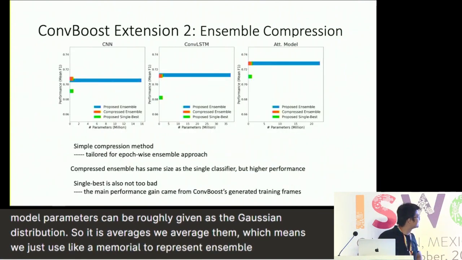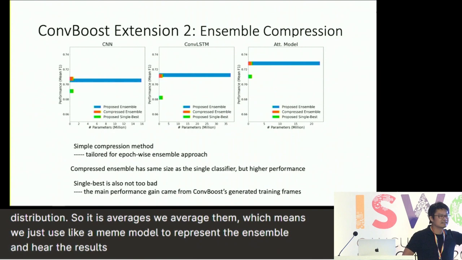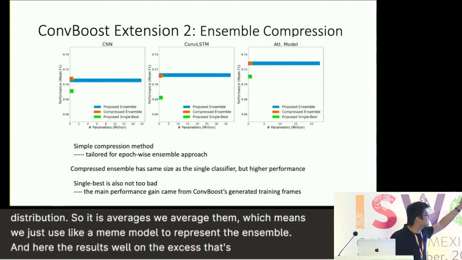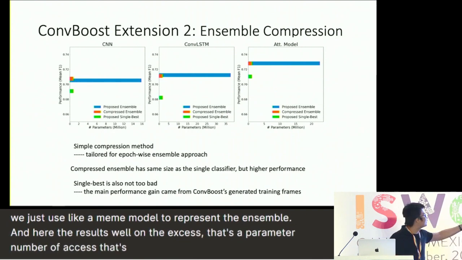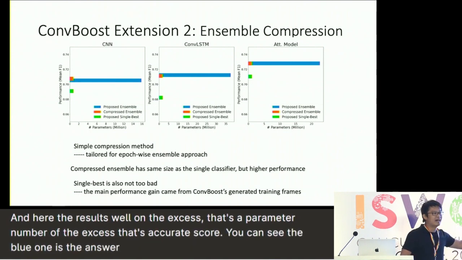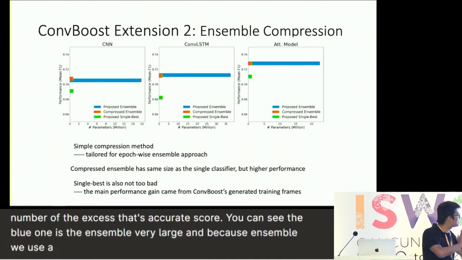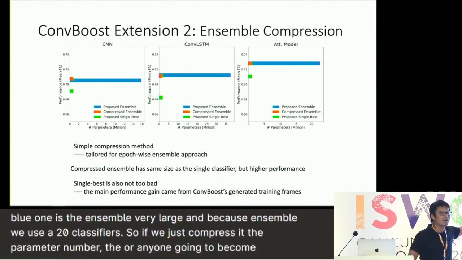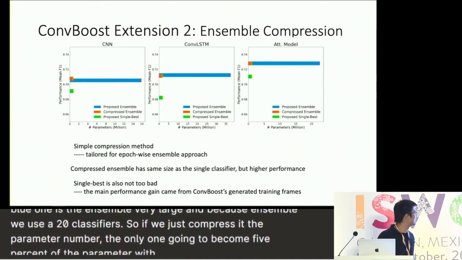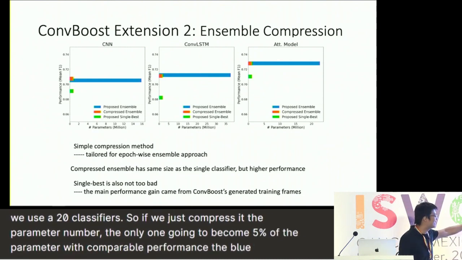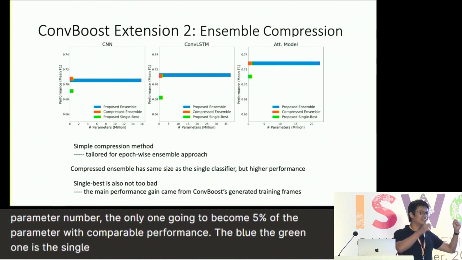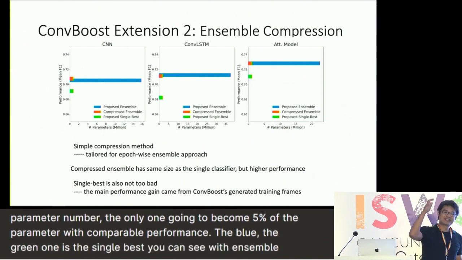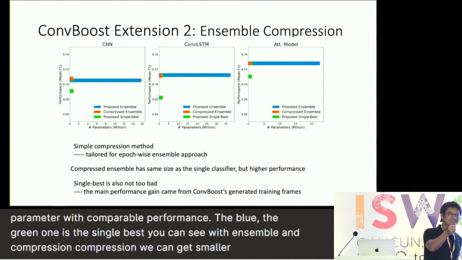And here are the results. On the x-axis is the parameter number. On the y-axis is the accurate mean F score. You can see the blue one is the ensemble, very large. In the ensemble we use 20 classifiers, so if we compress it, the orange one becomes 5% of the parameters with comparable performance. The green one is single best. You can see with ensemble and compression, we can get a small model with higher performance.